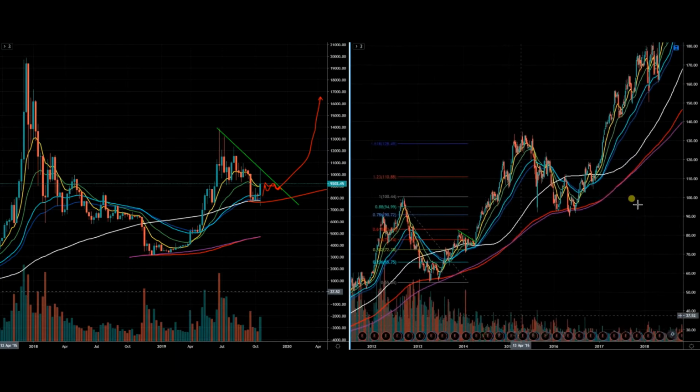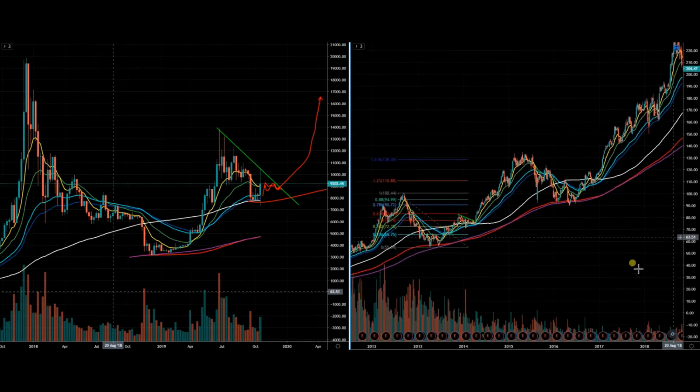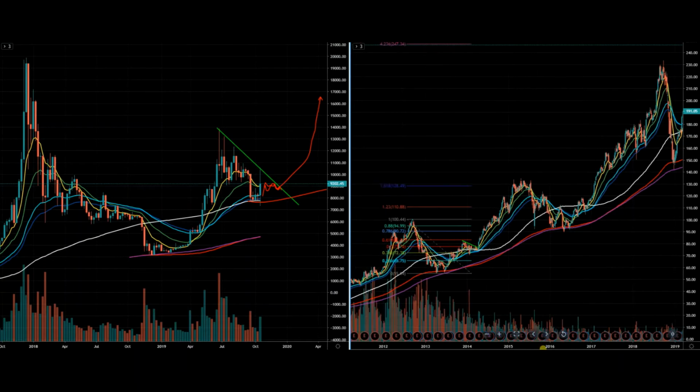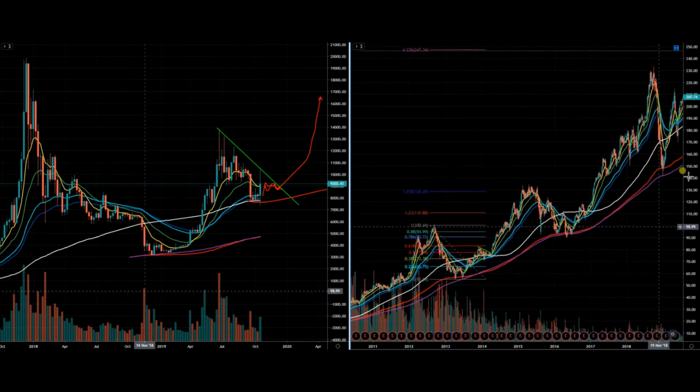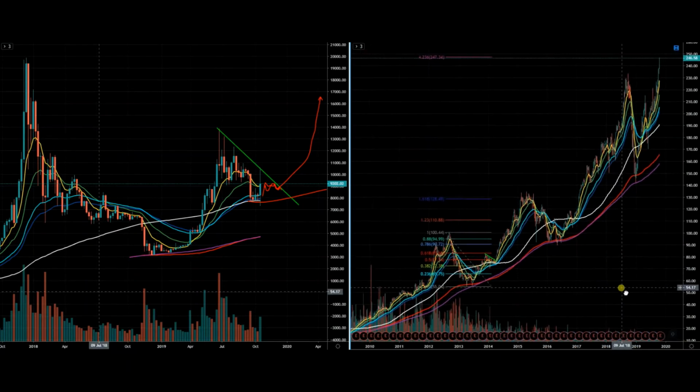What happened? Look what happens, guys. The long-term trend is up. I don't know if any of you realize what stock this is again. And look again, guys, the 200 moving average holds again. Beautiful. This is Apple, guys.